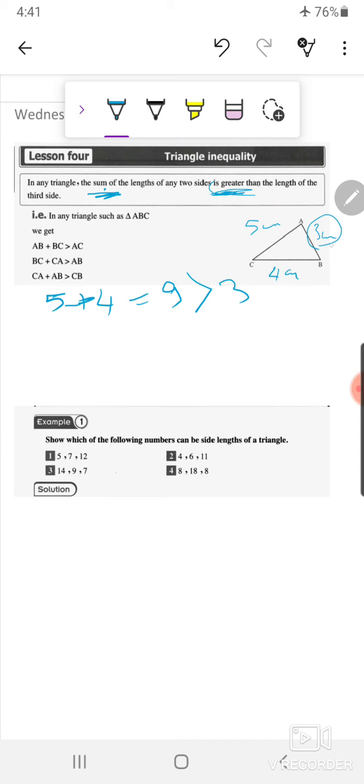Let's take another one. If I take AB plus BC, which one is AB? 3 centimeter, and BC, which is 4. 3 plus 4 equals 7. Is 7 greater than the third side, which is AC equals 5? Of course, here you have 7 is greater than 5. Understand till now?